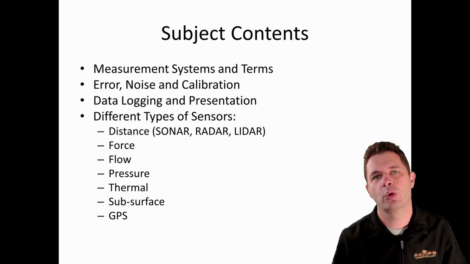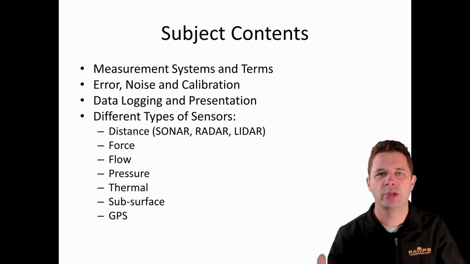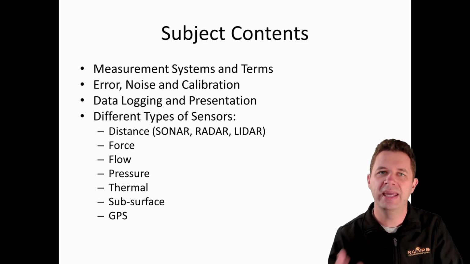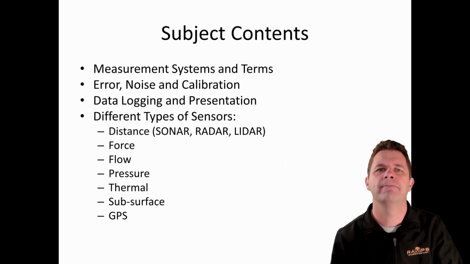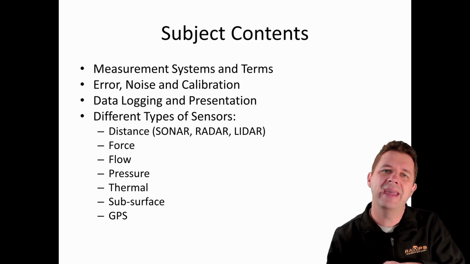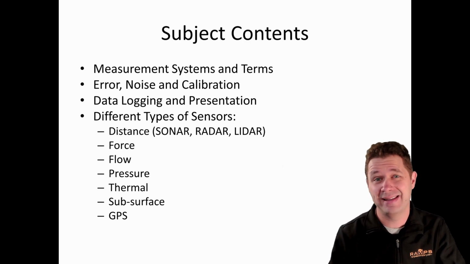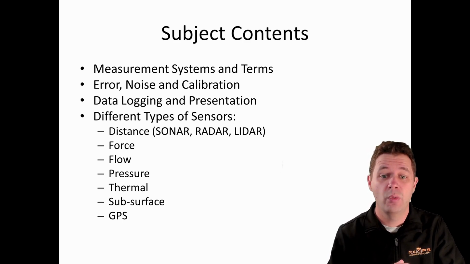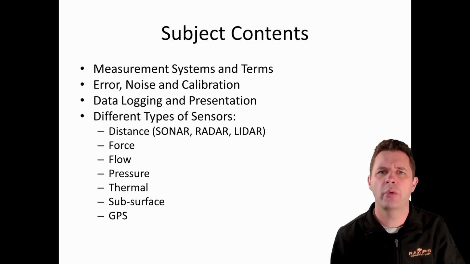Now let's get to the actual contents of the subject. Essentially, we start off by talking about some key measurement terms, the sort of things that we need to know and understand about things like resolution, for example, and precision. We then move on to looking at concepts of error and noise and calibrating our sensors because, well, our sensors often don't work out of the box. We actually need to do something to it so we don't just get rubbish information out of it.